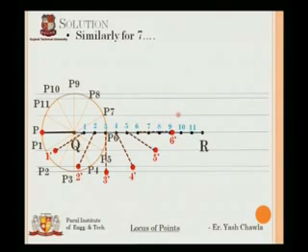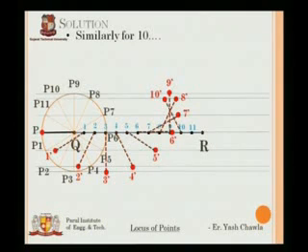Now it is going to go to 210 degrees. It will go to 240 degrees, that is 8. 270 degrees, that is 9. That is a perpendicular line, corresponding to P9. Now again 300 degrees, that is point 10, 10 dash. 11.